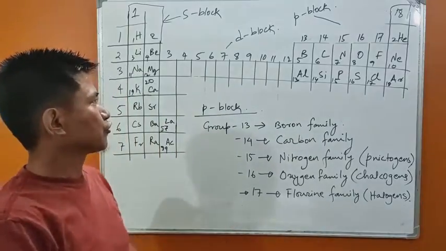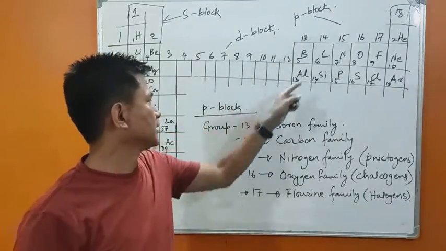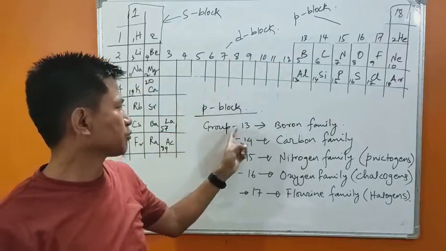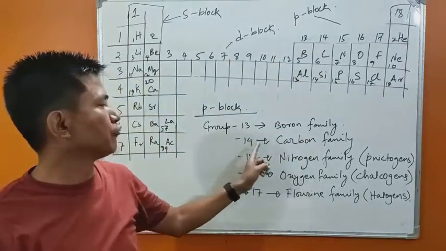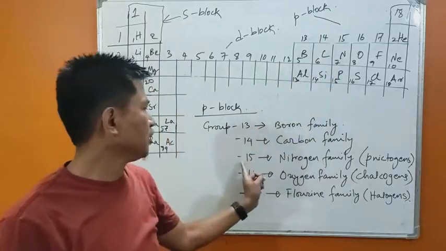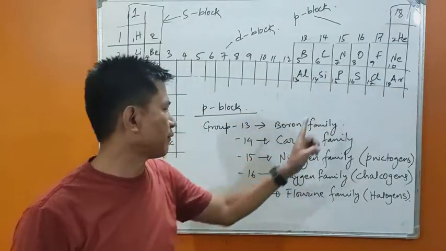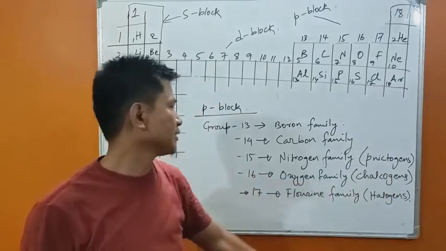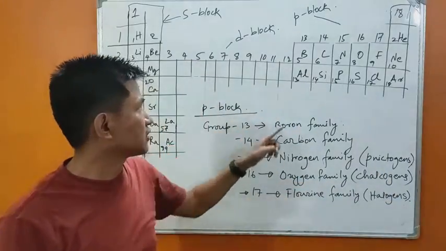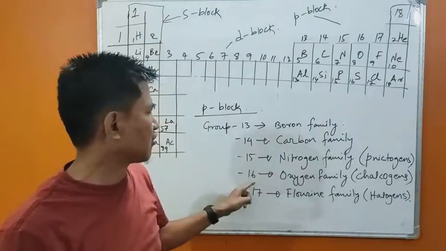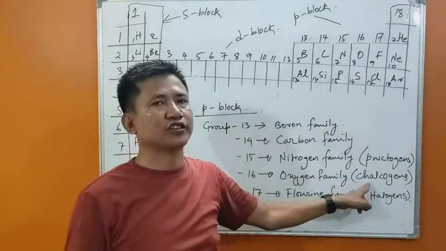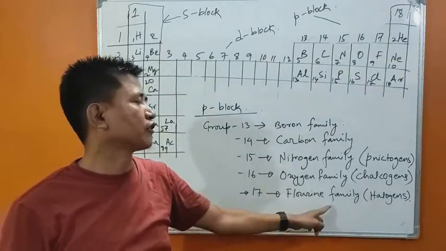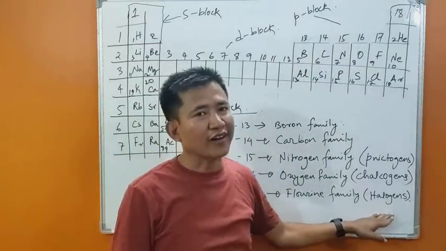Okay, elements of group 13, they all belong to P block. Group 13 are called boron family. Group 14 are called carbon family. Group 15 are called nitrogen family, which have a special name called pnictogens. And group 16 are called oxygen family. They are called chalcogens. And group 17 are called fluorine family, and they are also called halogens.